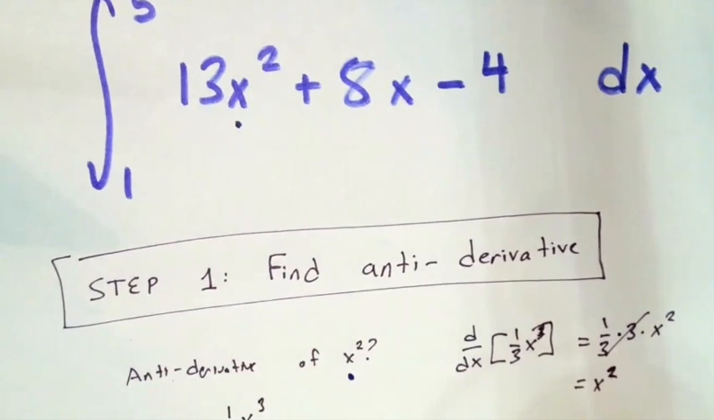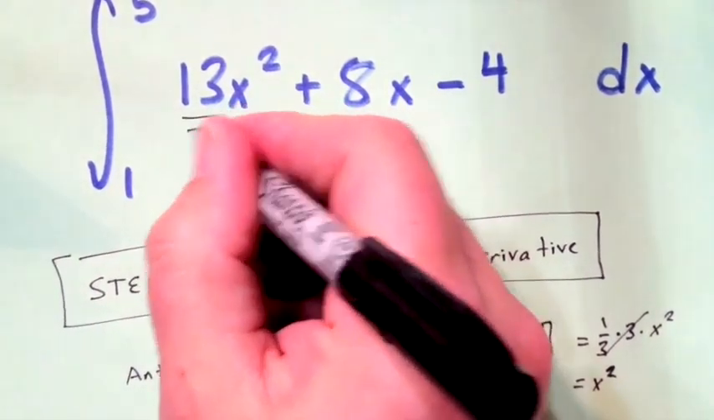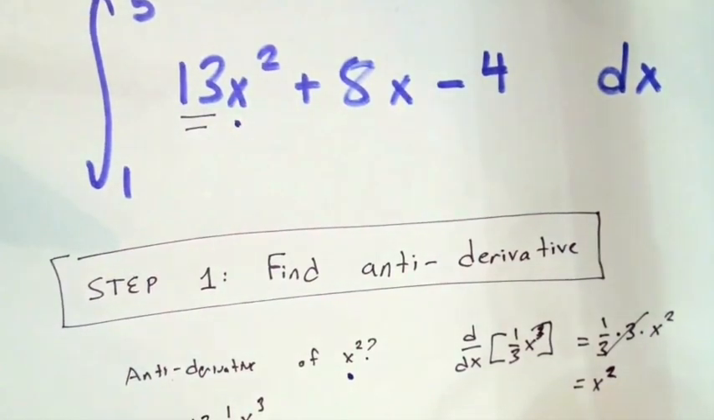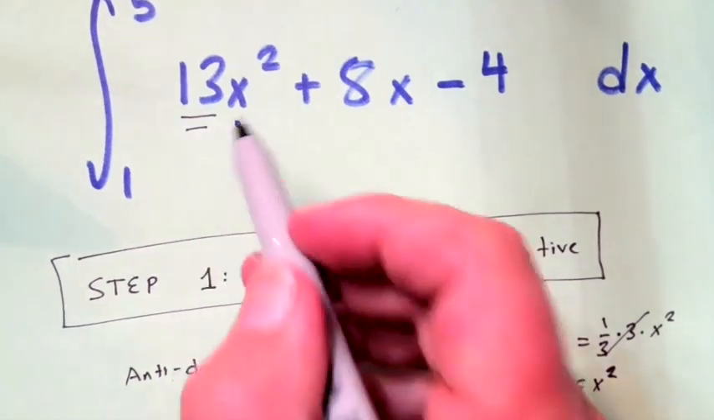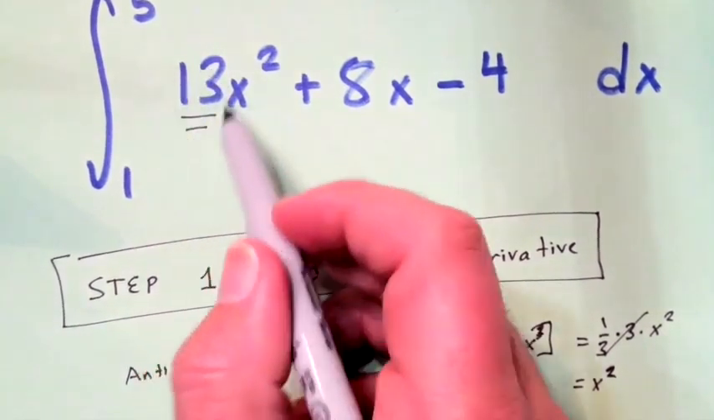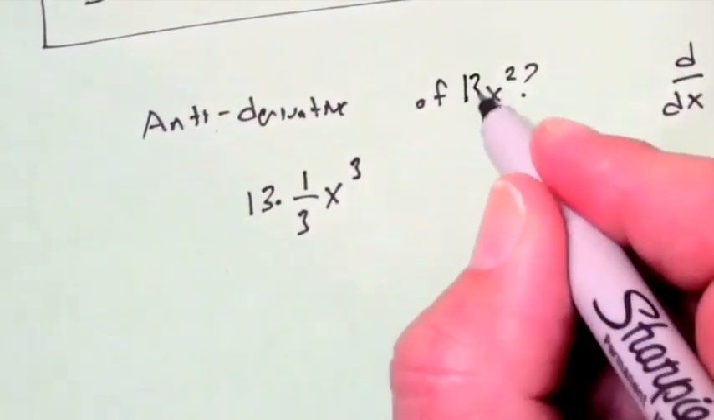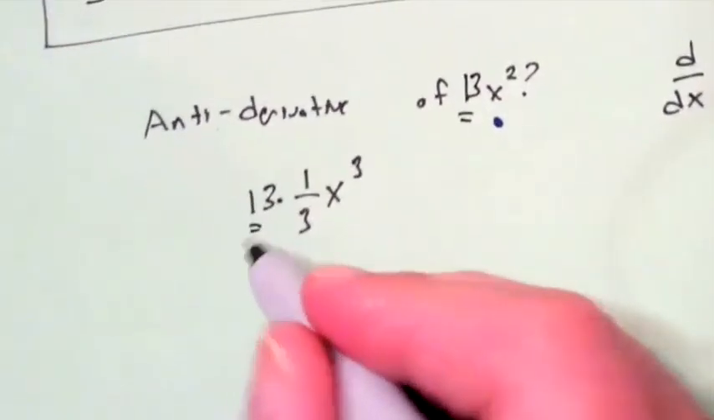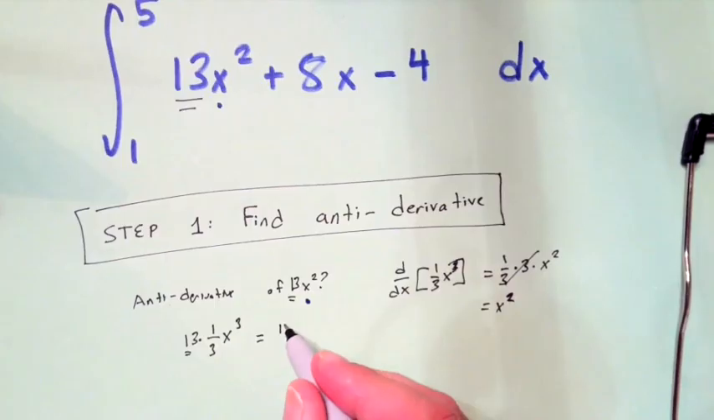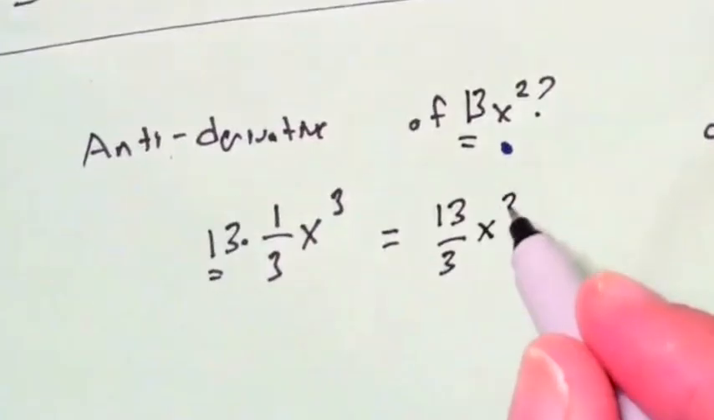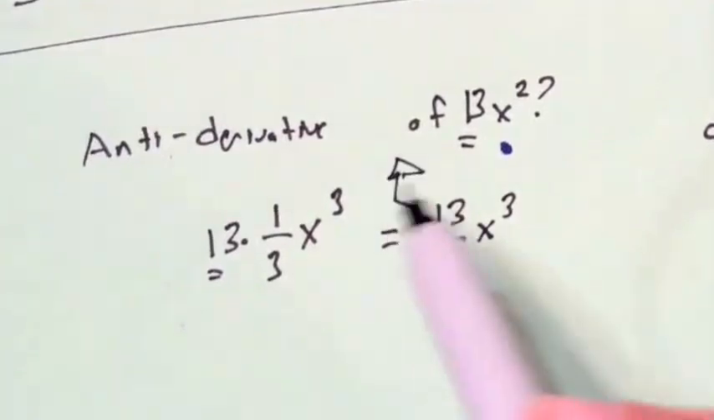Now I've only accounted for the antiderivative of x squared. I haven't accounted for the antiderivative of 13x squared. But we can just multiply by a 13 right here, because when you take a derivative, multiplying the constant just stays in front. So the antiderivative of 13x squared is 13 times 1/3 x cubed, or we could rewrite that as 13 over 3 x cubed. And let's keep that in our back pocket.